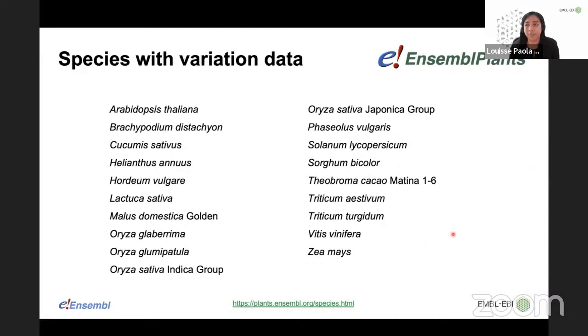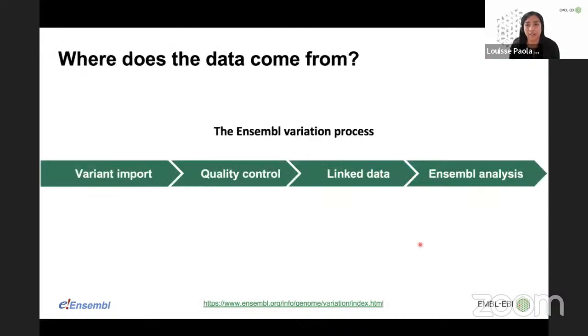Okay, so back to our presentation. So next I want to talk about the Ensembl variation process. So where does the variation data actually come from? In general, we have 4 steps in the variation data process.